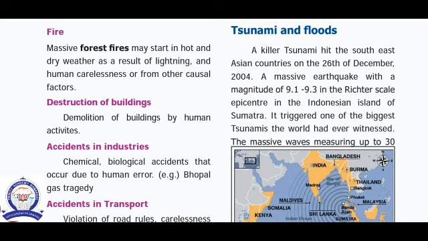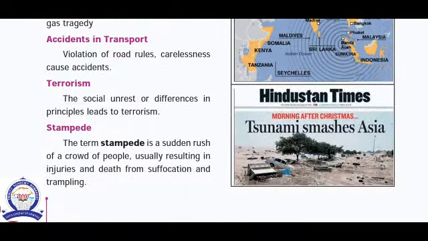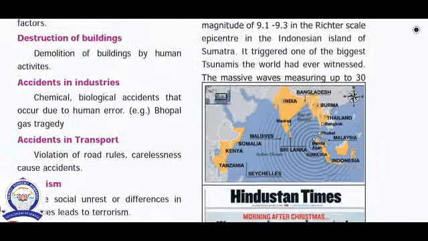Accidents in industries. Chemical and biological accidents that occur due to human error. Accidents in transport. Violation of road rules and carelessness cause accidents. Terrorism. Social unrest or differences in principles lead to terrorism. Stampede. The term stampede is a sudden rush of a crowd of people, usually resulting in injuries and death from suffocation and trampling.